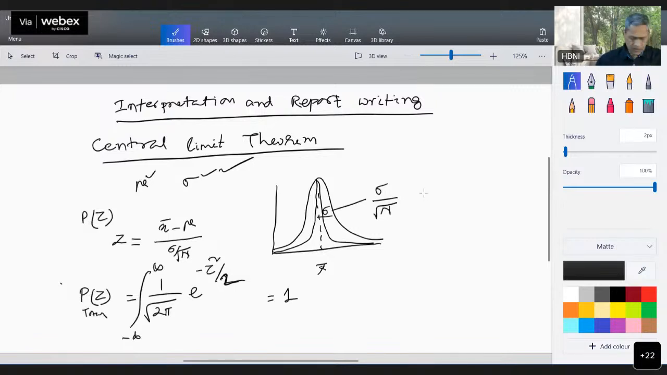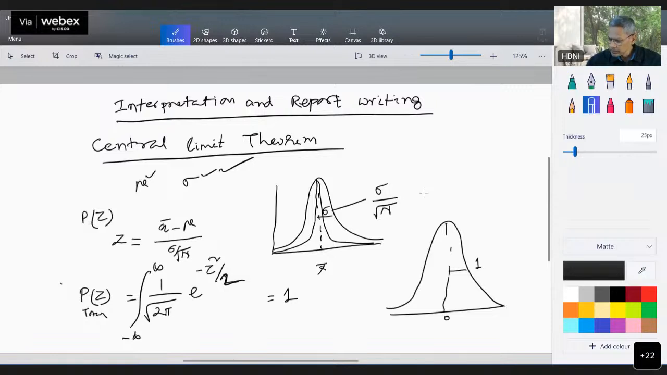And this distribution has an interesting property. The mean value is 0, its standard deviation is 1, and the total probability is 1. So this is what is called the standard normal distribution.